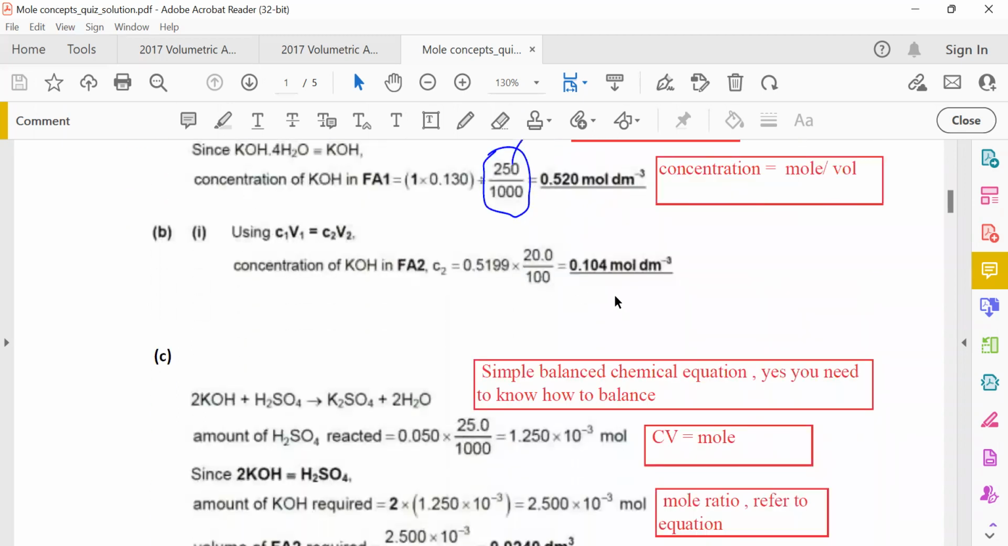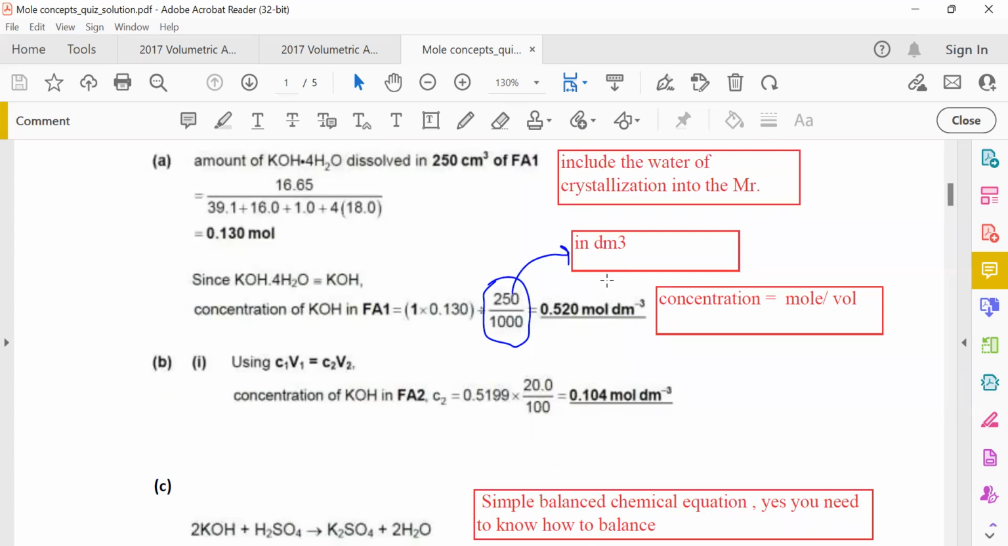But of course, if you do not want to do that, you basically can use this formula, which is very simple: C1V1 is equal to C2V2. If you take concentration times volume, the amount of the KOH remains the same despite the volume used. No matter how you dilute, the amount remains the same. It is the concentration that changes. So in this case, you can use this formula and calculate the new concentration at the end of the day.